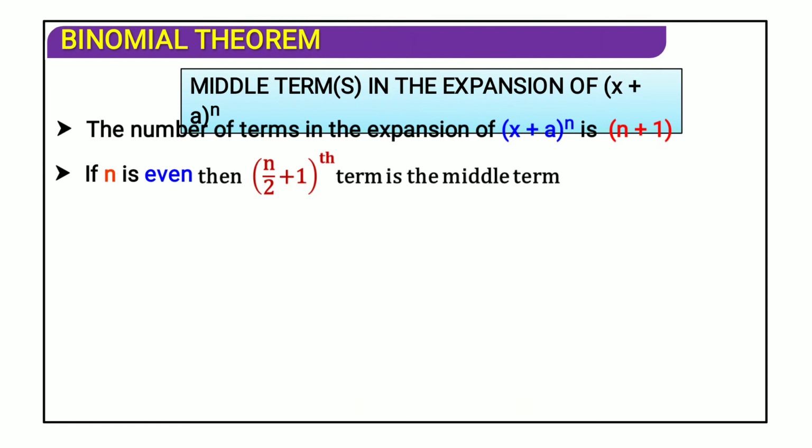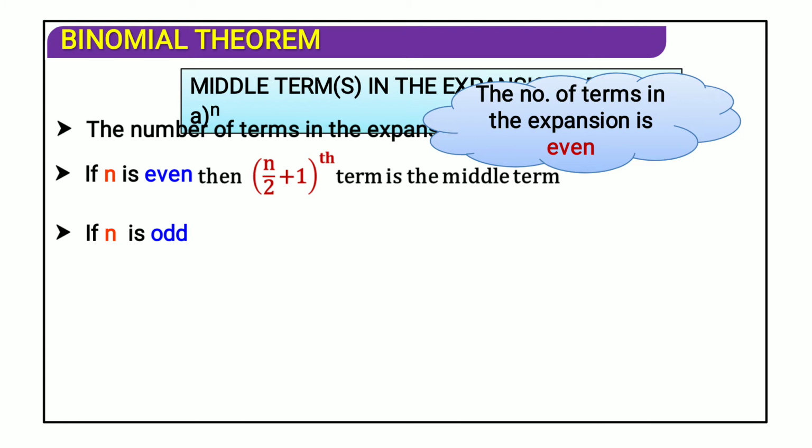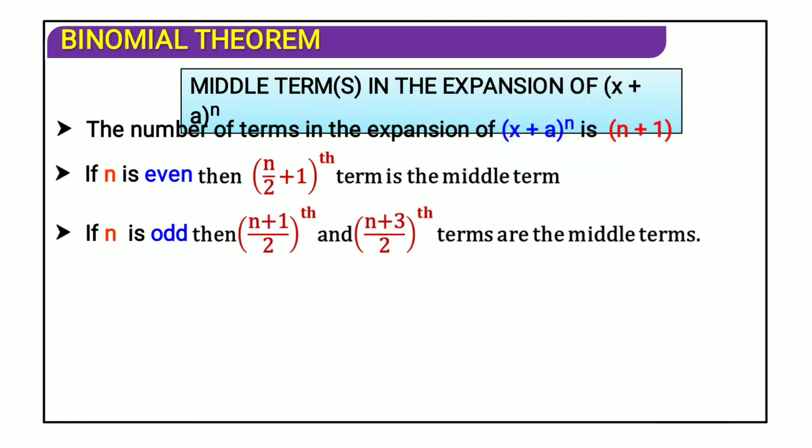If the number of terms is odd, so the middle term in the expansion is the (n/2 + 1)th term. And if n is odd, the number of terms in the expansion is even. Obviously, because the number of terms in (x + a)^n is n + 1. So in case of odd n, it is even. The middle terms are the ((n+1)/2)th and ((n+3)/2)th terms. These two are the middle terms for n odd.